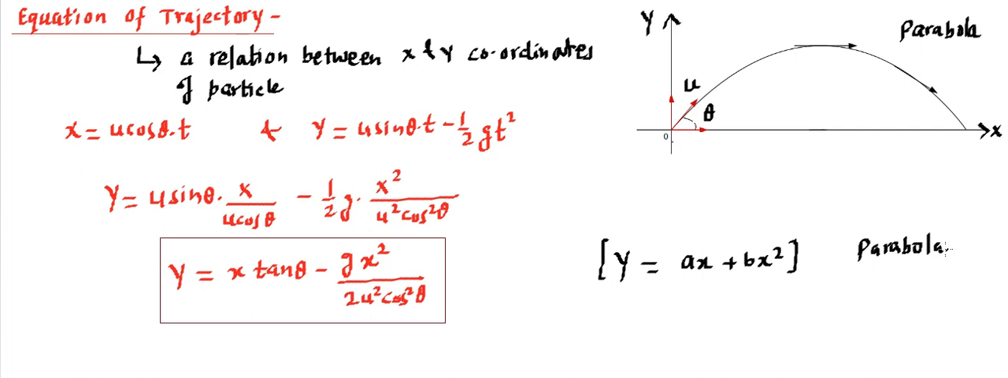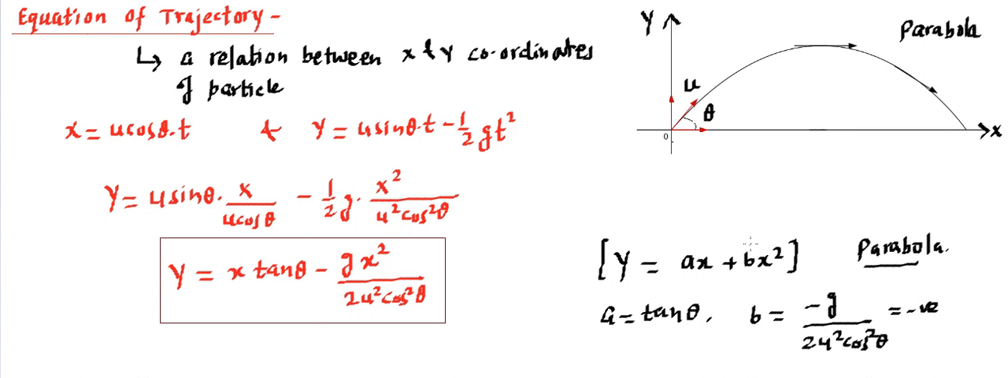Moreover, we know one more point about this parabola by looking at the coefficient of x square. Here the coefficient of x square is b. So we compare the coefficients. a is basically tan theta, and b is minus g divided by twice u square cos square theta. Now 2, u square and cos square theta are positive, and g is positive, so this comes out to be negative. So b is negative. Whenever the coefficient of x square is negative, it's a downward opening parabola. That means like this. And if you look at the trajectory, you'll find this is basically a downward opening parabola, right?